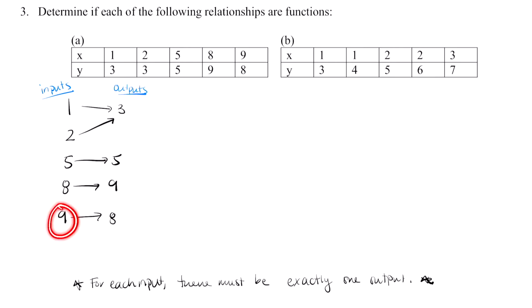And each of these inputs can only go to one place. And you might be thinking, but 1 and 2 both go to 3. They do, but 1 only goes to 3, and 2 only goes to 3. So this is a function.